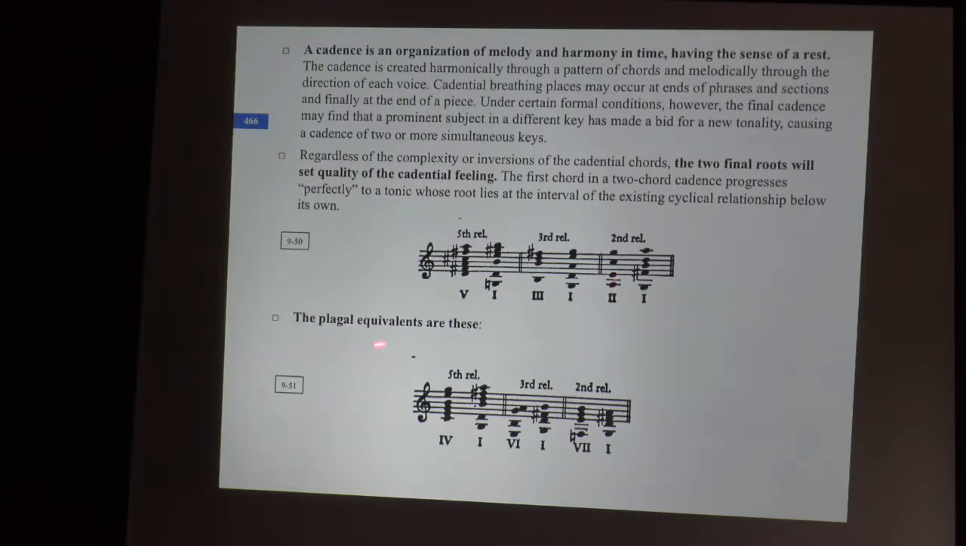Okay? The plagal equivalents are the same, 4-1, 6-1, or 7-1. Remember I mentioned that earlier? Right? So these are all equivalent, dominant movements and subdominant movements.